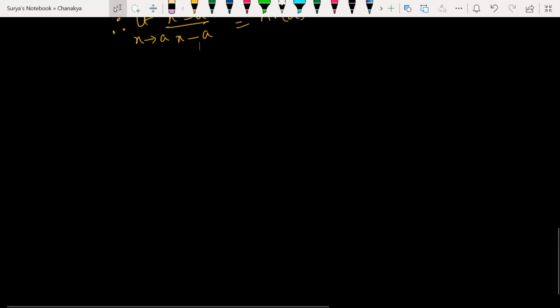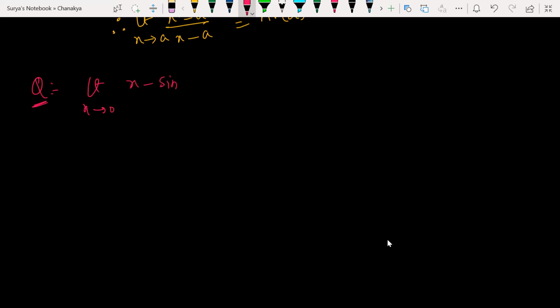Look at this. Next question. Simple question. We'll solve it: limit x tends to 0, x minus sin x divided by x cube. How can I solve this? What is my normal method? First step: substitute the value of x here. 0 minus sin 0, how much? 0 by 0. Again you got an indeterminate form.